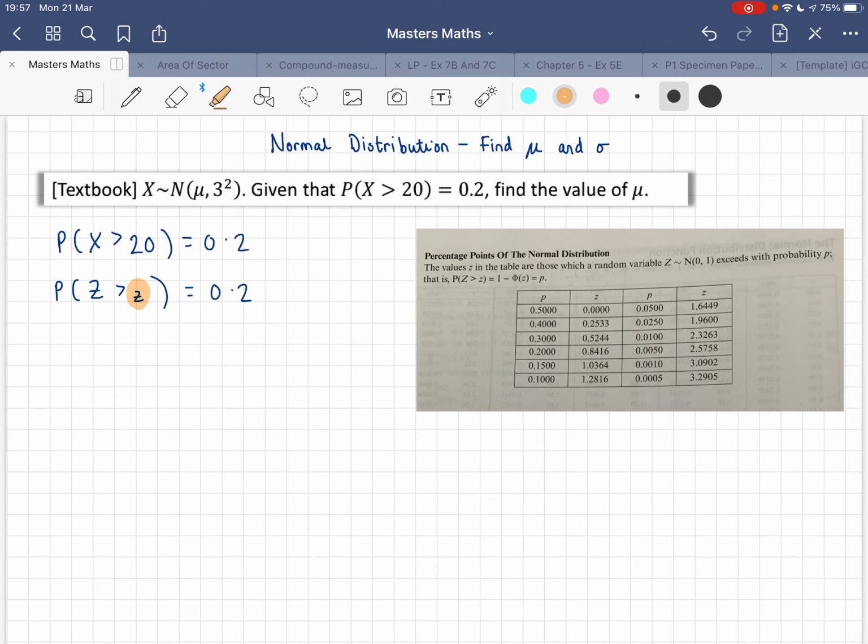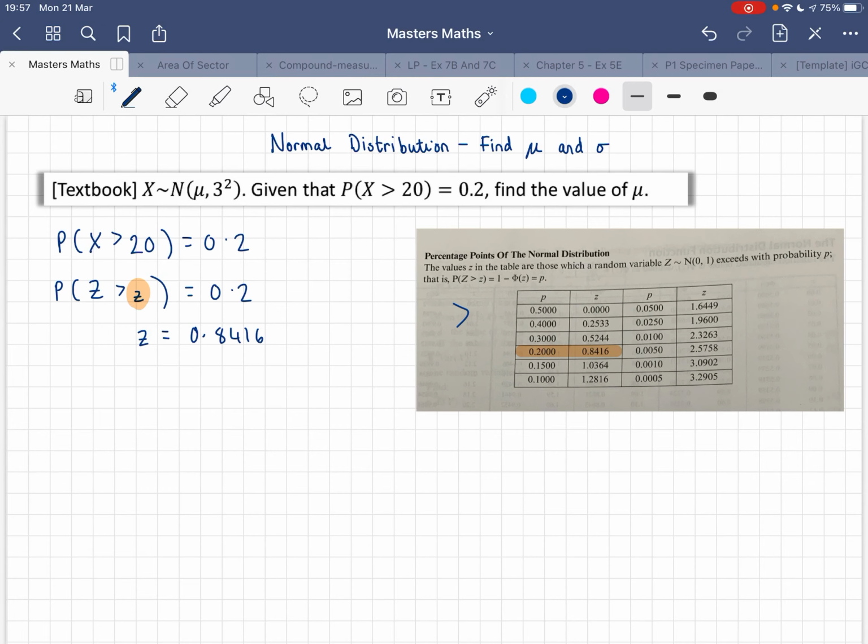Our percentage point table, we can use this one. Remember, the percentage point tables are all greater than. So we can look for 0.2 in the table, which is here, which gives us the value of z is 0.8416. So our little value of z is 0.8416. Now we can undo the code.